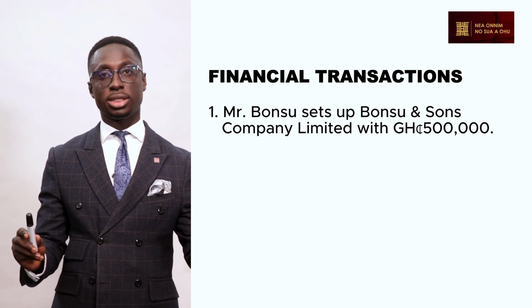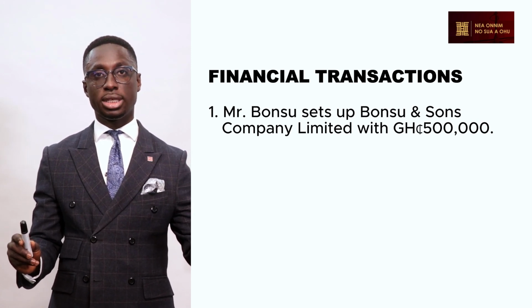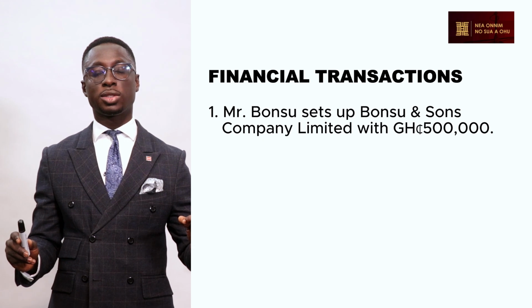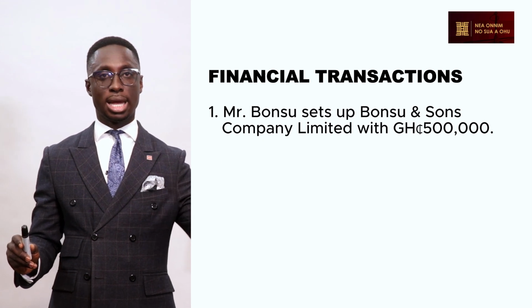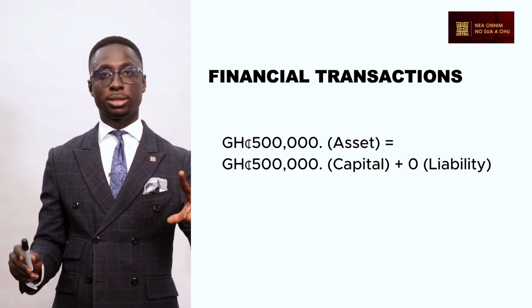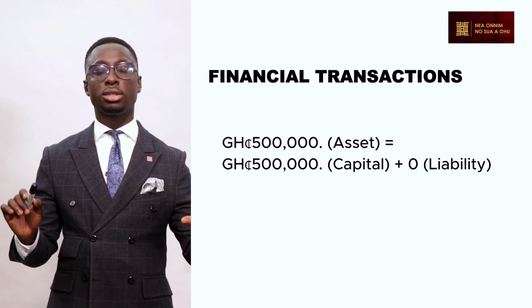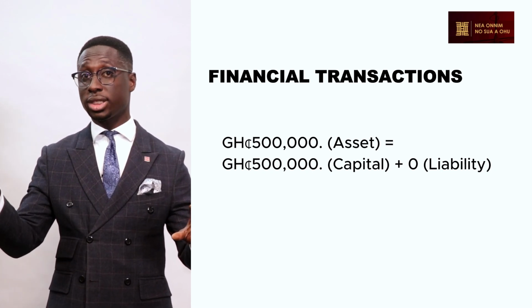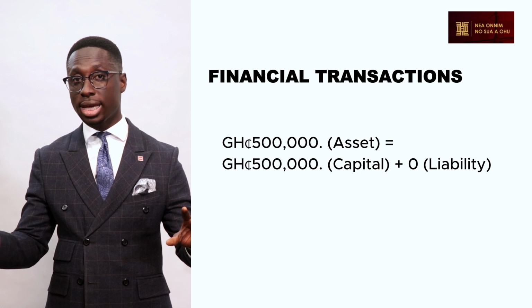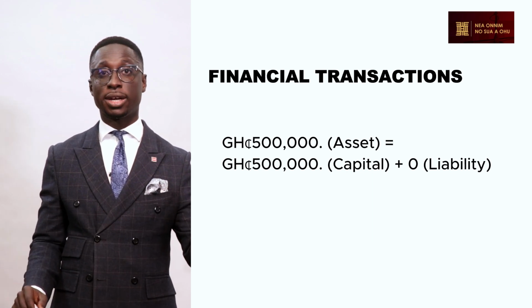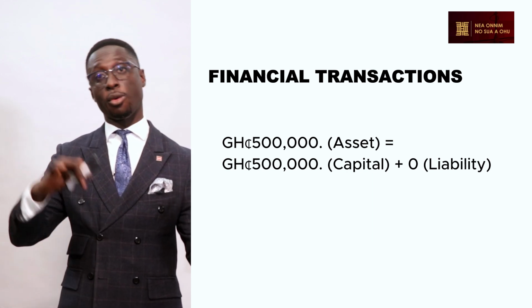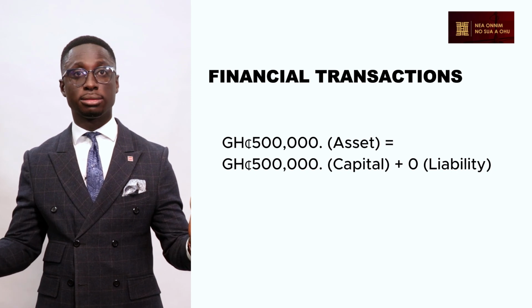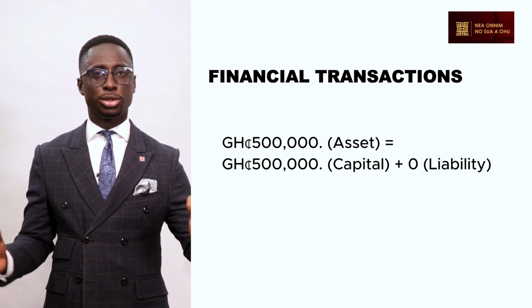Cash, which is received. So you see, at this point, the accounting equation has become asset, which is worth 500,000, is equal to capital, which is 500,000, plus liability, which is 0. So we realize that the left side 500,000 is equal to the right side 500,000. Does that make sense? Good.